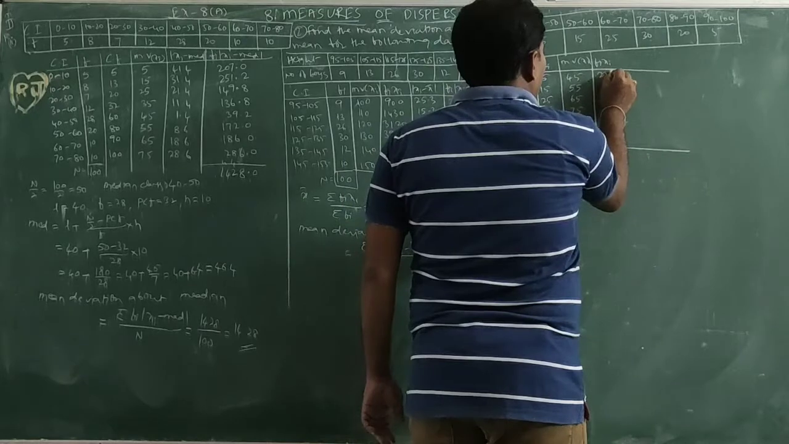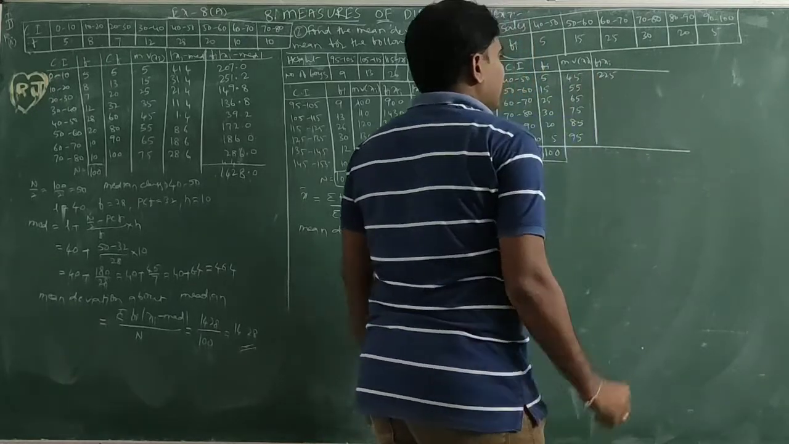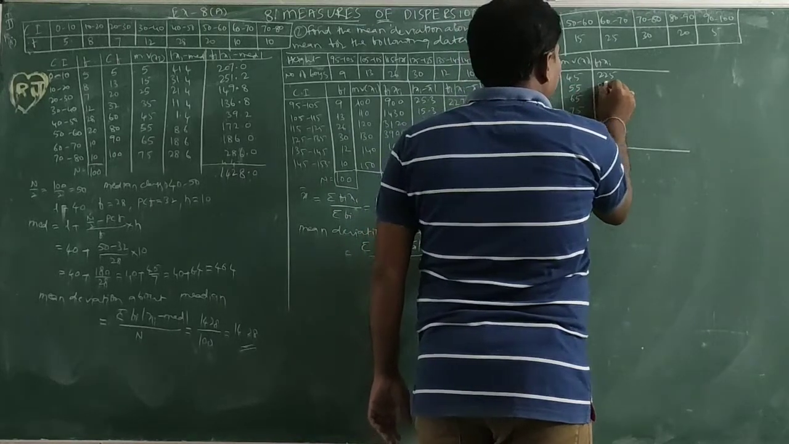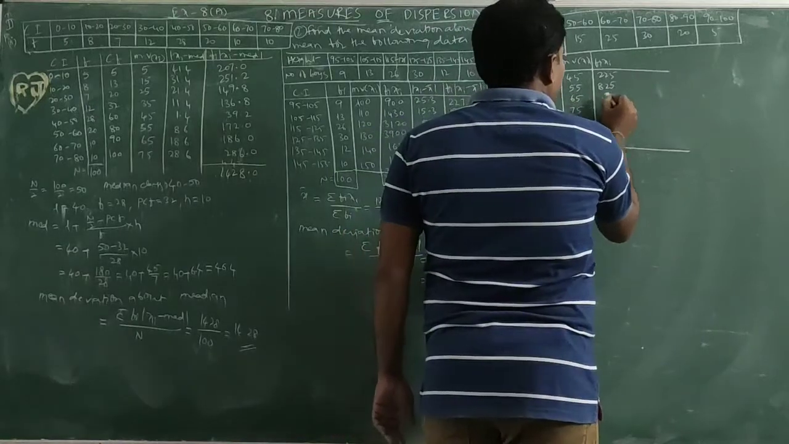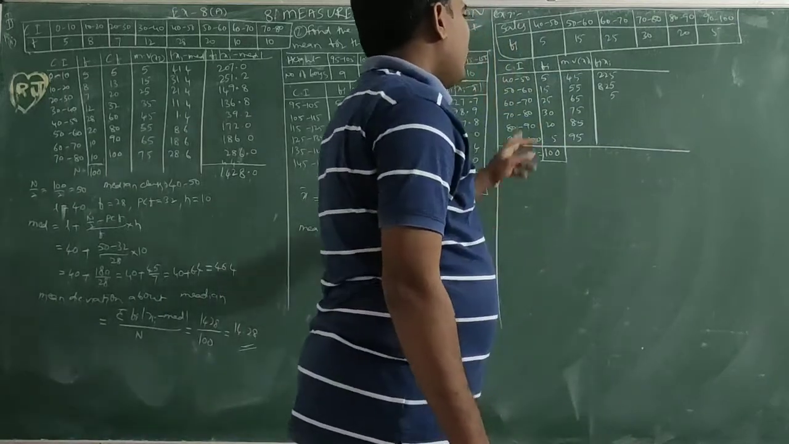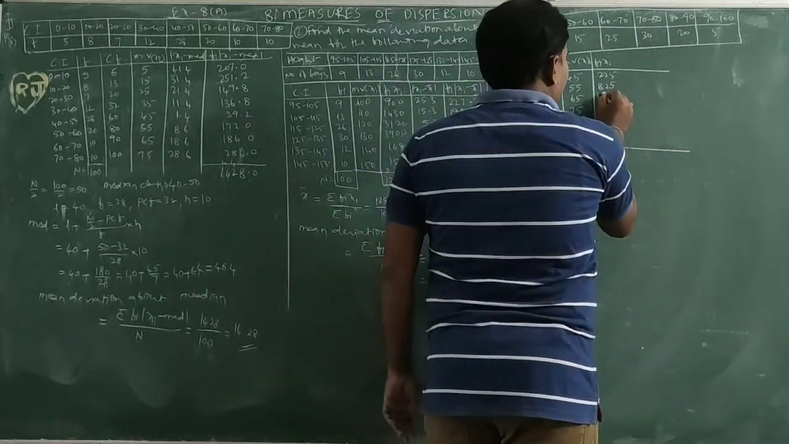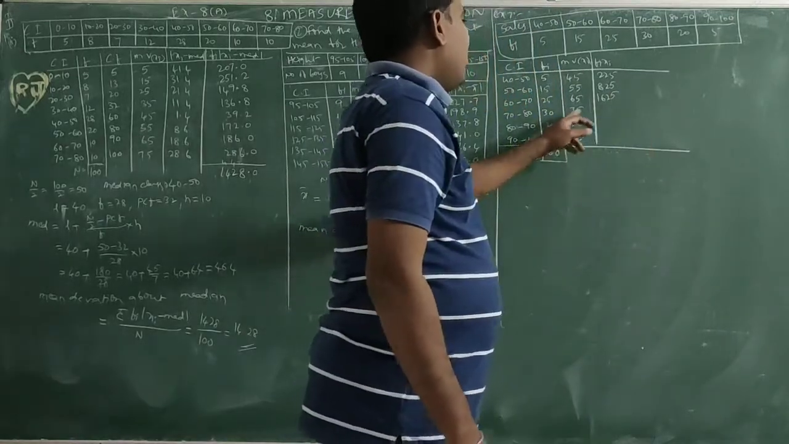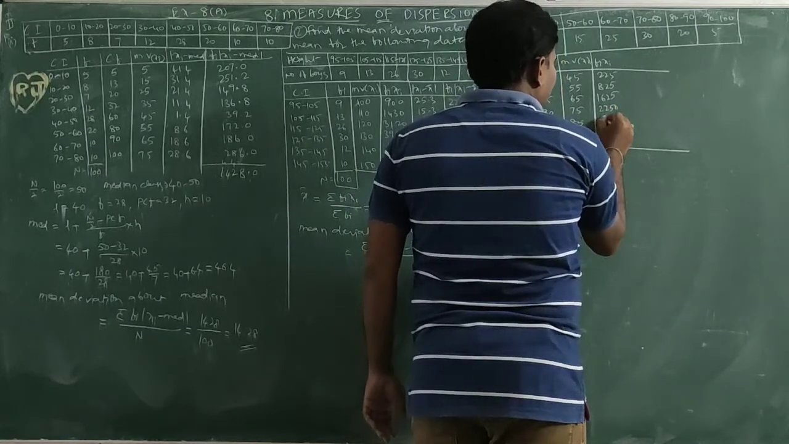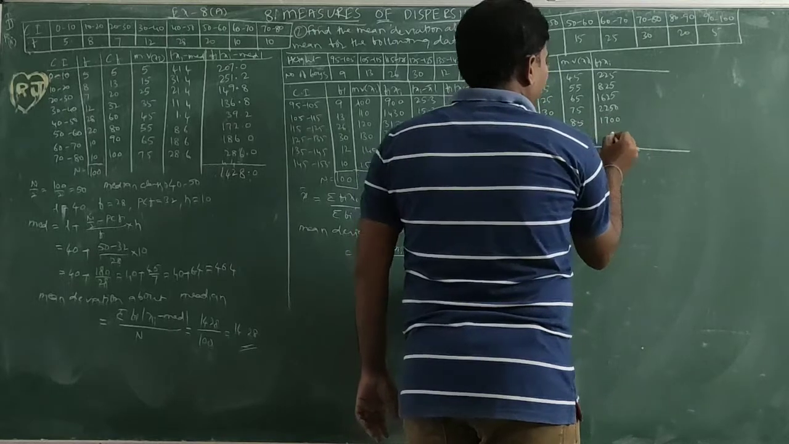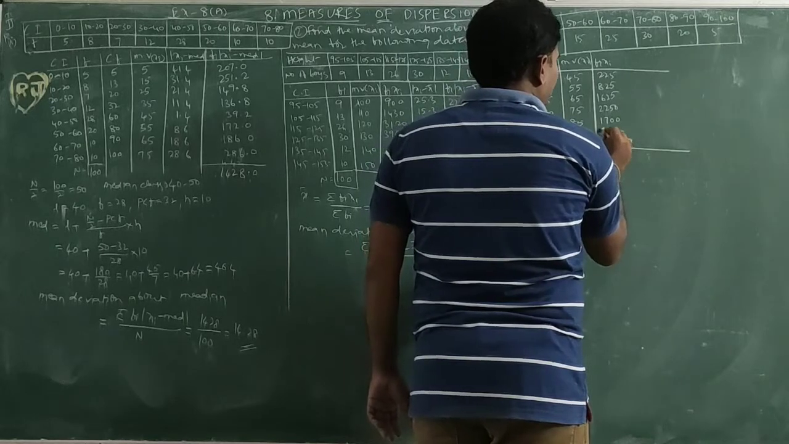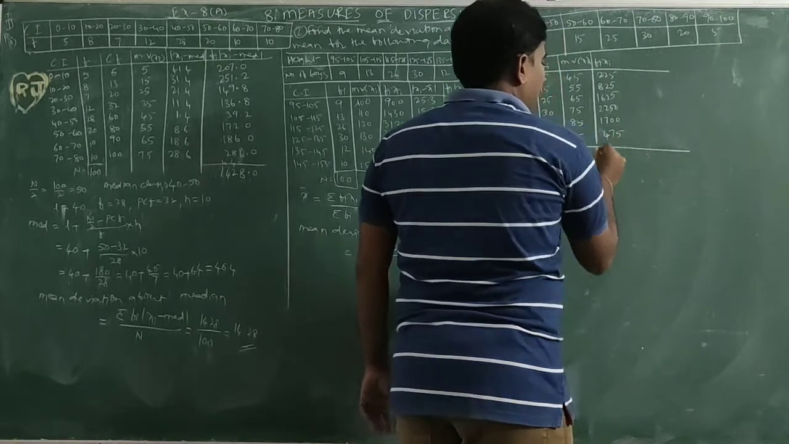5 into 45 is 225. 15 into 55 is 825. 25 into 65 is 1625. 30 into 75 is 2250. Then 25 into 85 is 2125, and 5 into 95 is 475.